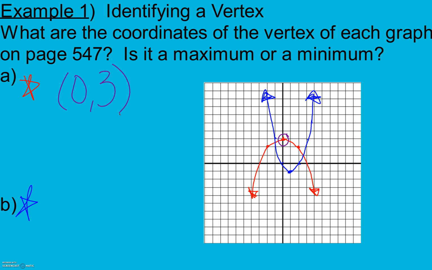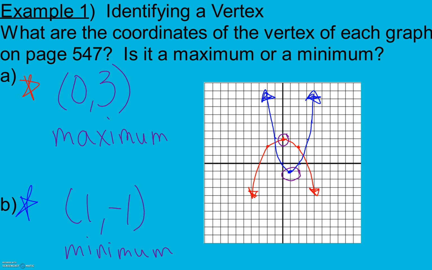We want to know, is it a maximum or a minimum? Here, that's the highest our graph will ever go. It's a maximum. Our graph will never go higher than that point. And when we're talking about maximums and minimums here, we're talking about our y values. Our y value is never going to be higher than that. As far as B goes, the blue graph, our vertex is at 1, -1. And because this is the lowest our graph is ever going to go, if we look, our branches go up, this is going to be a minimum. It's never going to go below that point.